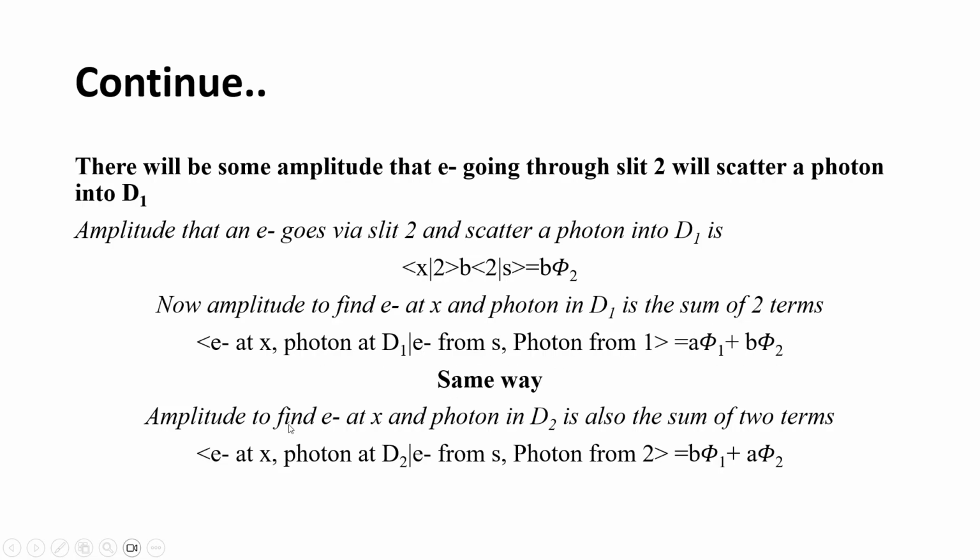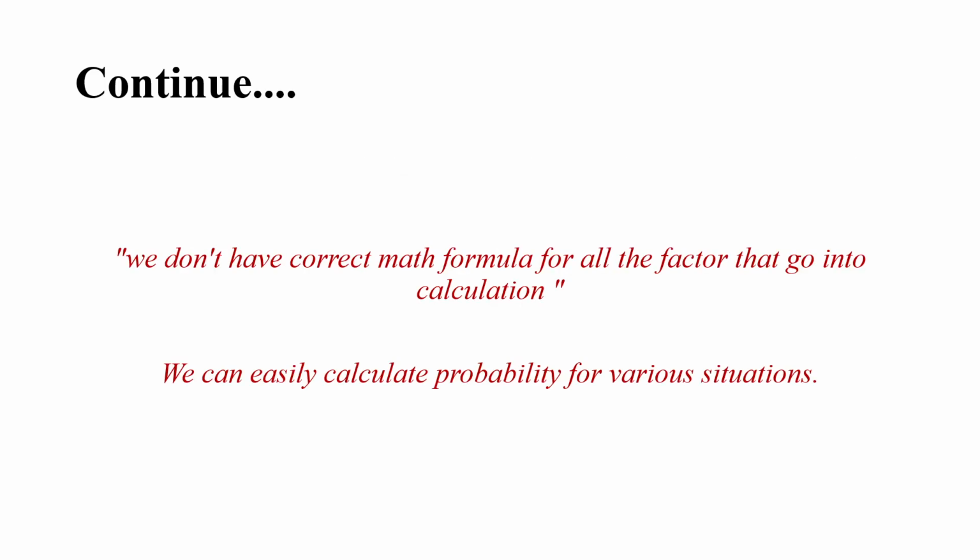In the same way, the amplitude to find the electron at X and photon in D2 is also the sum of two terms, which is like this. It might get confusing. You can stop and understand it from here. So we don't have the correct math formula for all the factors that go into the calculation, but we can easily calculate probability for various situations.